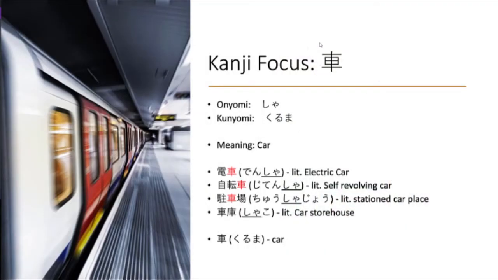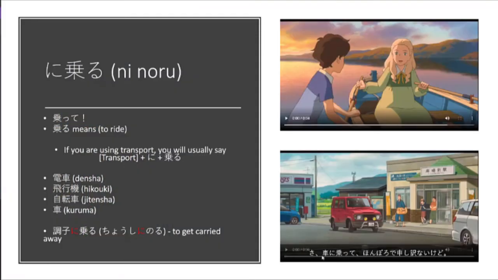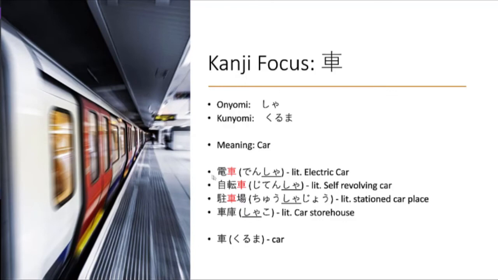So we just have a kanji focus on 車, which has the onyomi sha and the kunyomi kuruma. Usually, when this kanji is by itself, like kuruma ni notte, we would use the kuruma reading. However, if we're using this kanji with other kanji to make a joyo kanji, then we've got 電車, and we're going to use the sha reading because it's connected with another kanji.